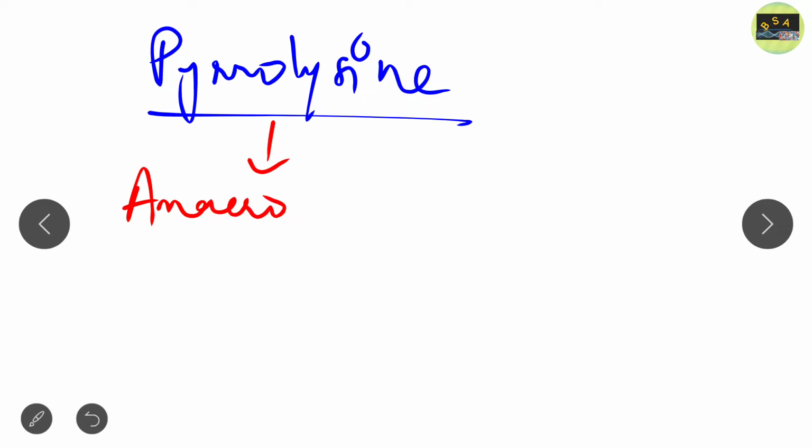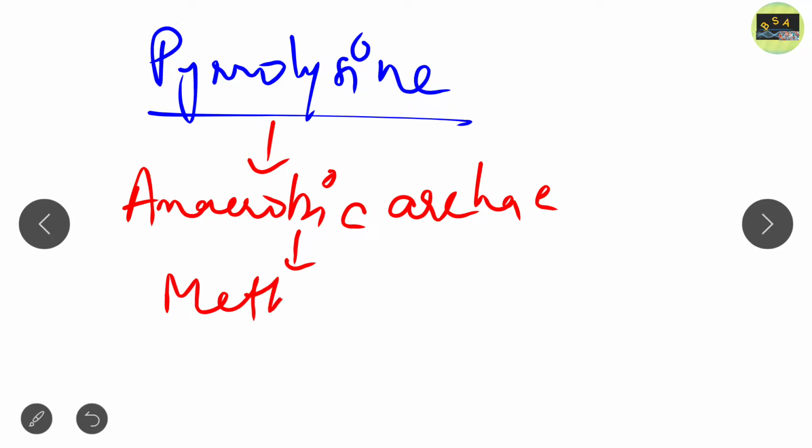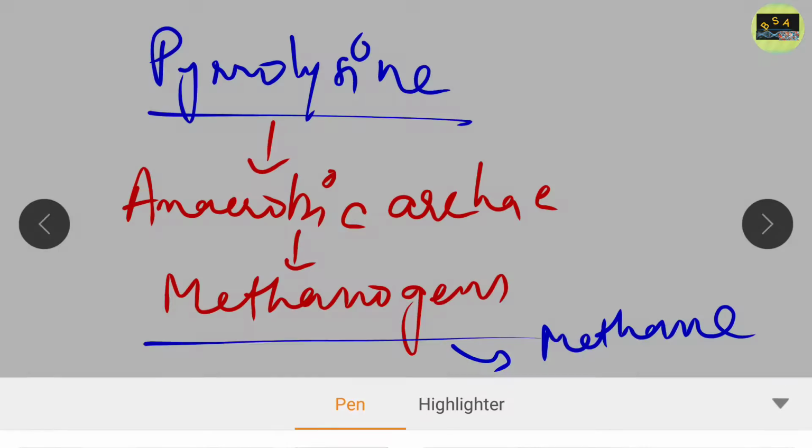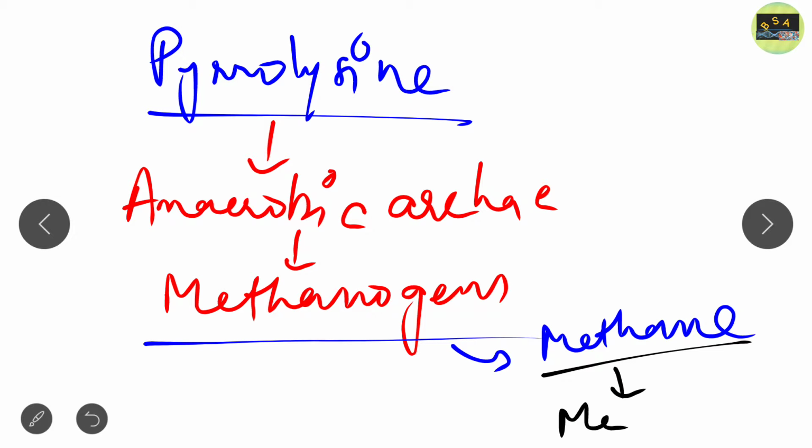Now the next important point related to pyrrolysine, just note it down. The third important point is that pyrrolysine is basically found in anaerobic archaea. Anaerobic archaea, which are basically called what? Methanogens. Note it down. Why are they called methanogens? They are called methanogens because they produce methane. For what purpose do they produce methane? They produce methane for the purpose of metabolism.